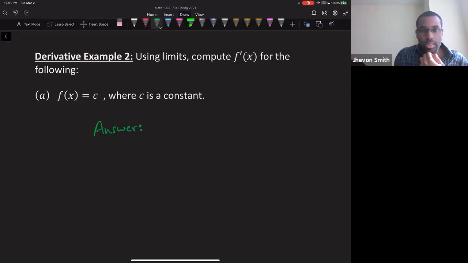Well, let's see. What does y equals a constant look like? If you were to graph it, what does it look like? Horizontal line going through the point.